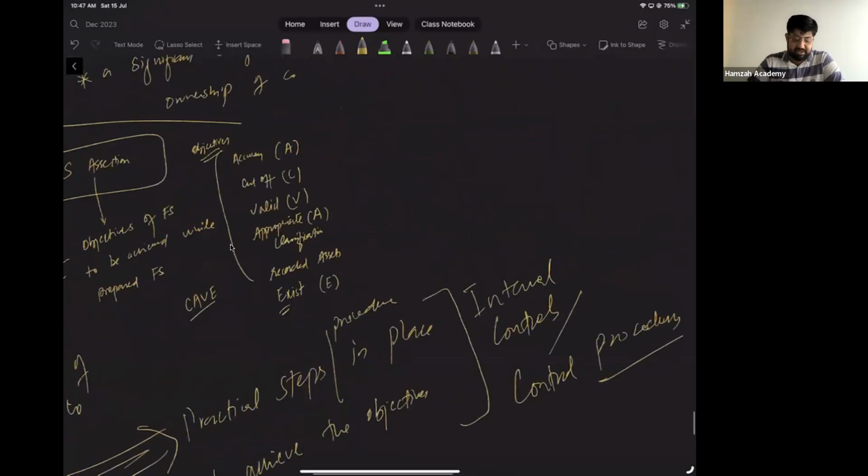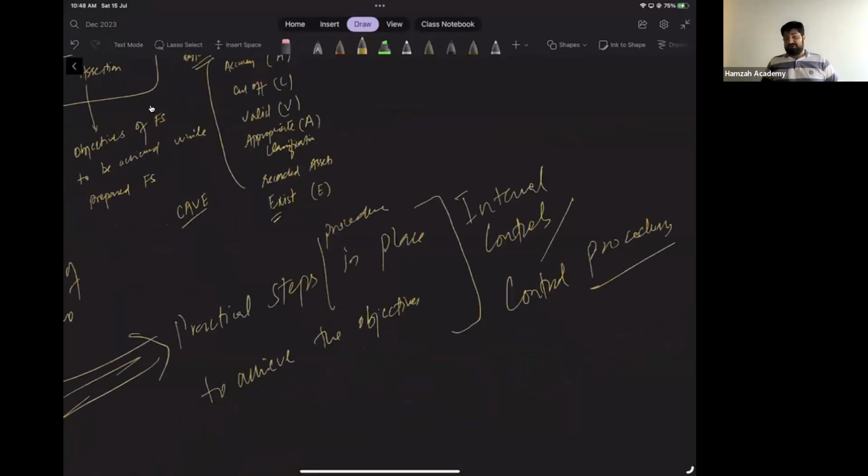One thing I missed here: accuracy, valid, and complete as well. Sorry. Complete, another C you can add. Complete as well. Information. So internal controls or internal procedure. Okay, leave financial statements for that for now.